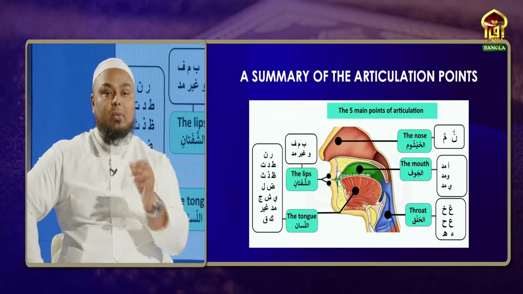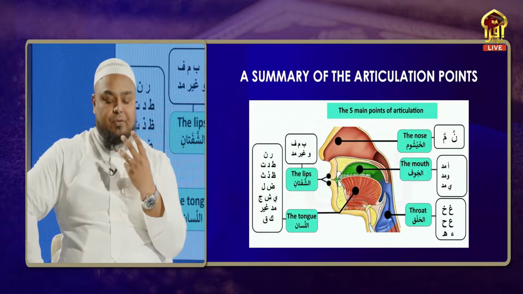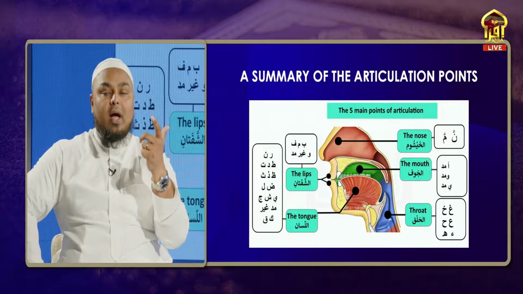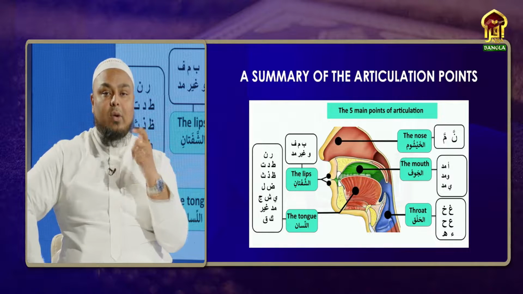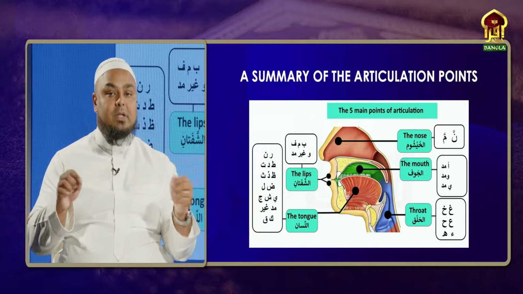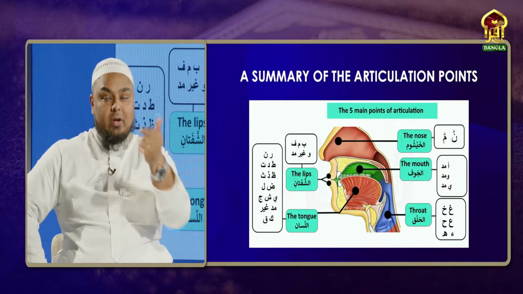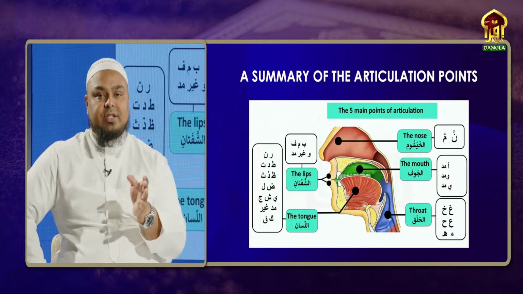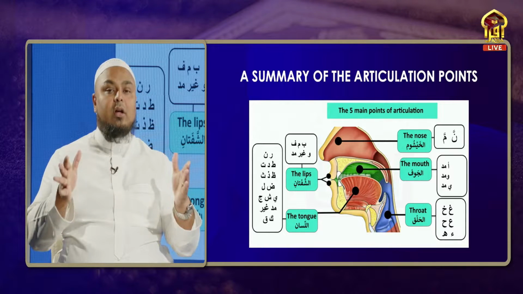Then if we go down, we have the mouth area. It is known as al-jawf. Again, there are 3 letters there, alif, waw, and ya. But in reality, dear viewers, alif, waw, and ya actually go into different groups. But you use the mouth area when you are doing a prolongation. There will be something that you will learn shortly, inshallah, in a couple of lessons, that we will cover, the mad signs, when you prolong a letter.